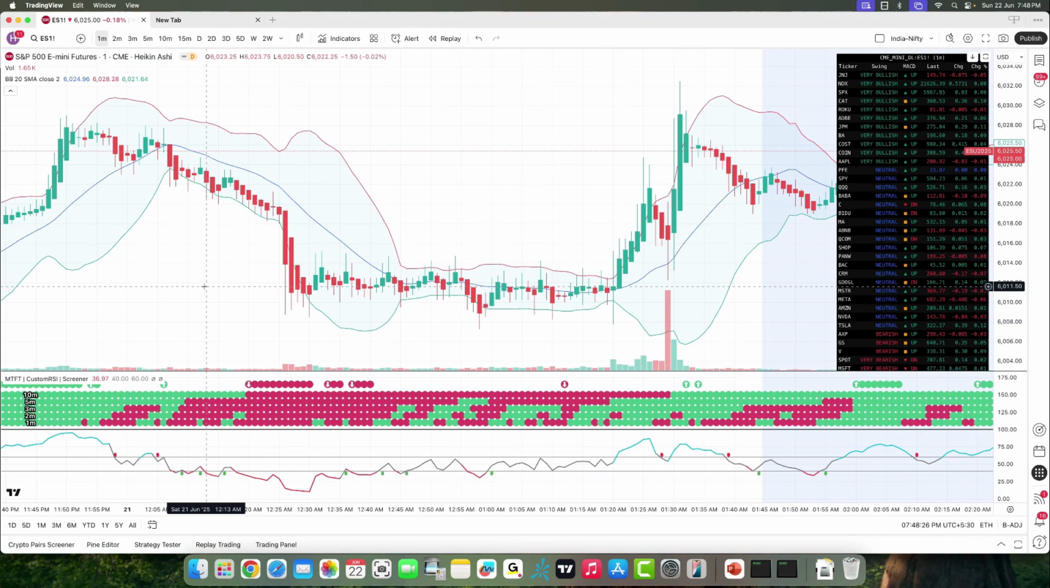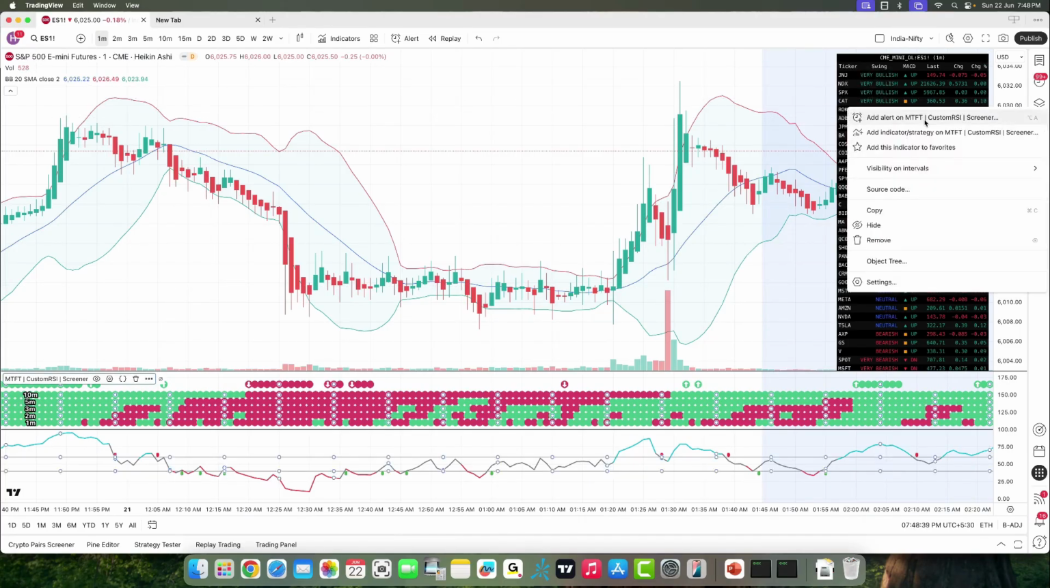Can there be a separate message program? You can set alerts. I don't know if there can be a message asking to buy a call or put. I don't think it will be that specific. But if you go down to any of these over here, you can see add alert on this. Okay. Now you'll need to figure out how to add alerts on TradingView. But it's extremely powerful, and you can add these alerts.